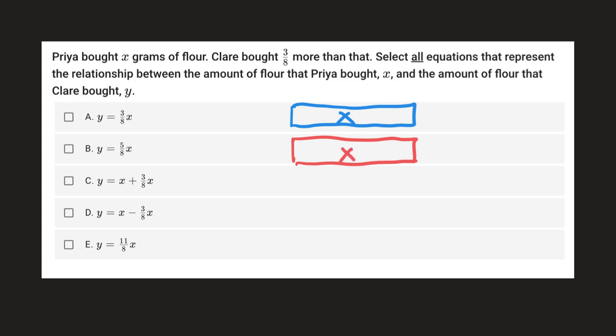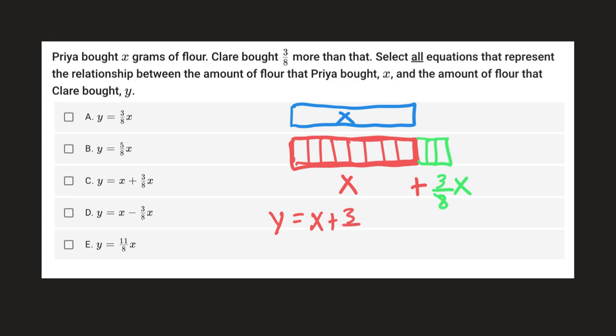So if I were to take my 3/8, or Claire's red triangle, I break my X value up into 8s. And so that's my X amount. And then I add 1, 2, 3 more 8s. 3/8 X. So that's my first equation for Y. Y equals X plus 3/8 X. That's C.